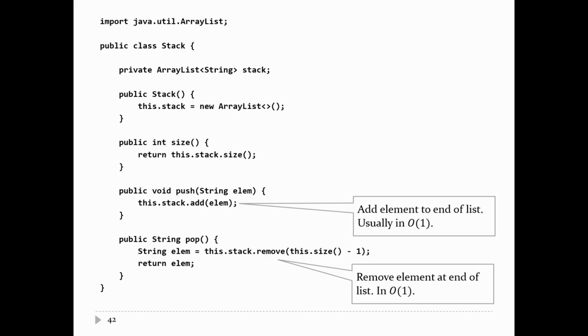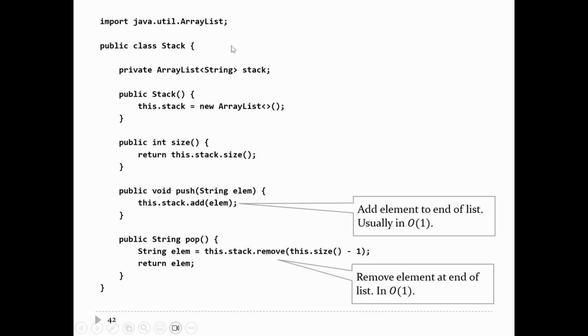I haven't told you this yet, but in an array list, when you remove something from the end of the list, that always runs in constant time. So that runs in O(1) time. Adding an element to the back of an array-based list usually runs in constant time as well. Every once in a while, though, adding something to the end of a list requires O(n) time.